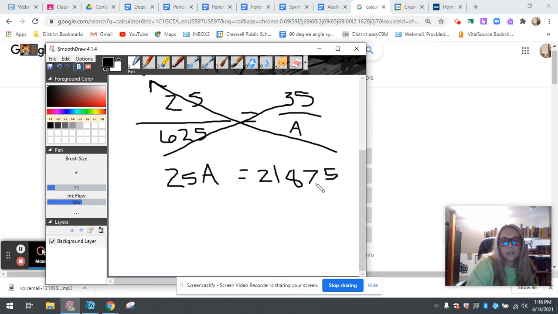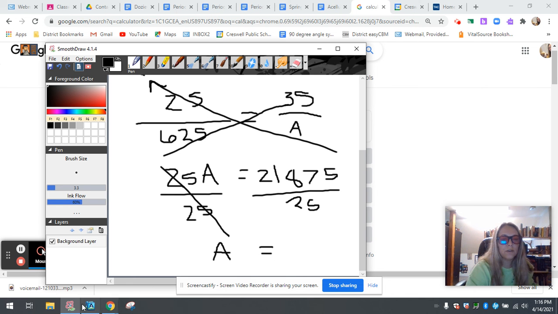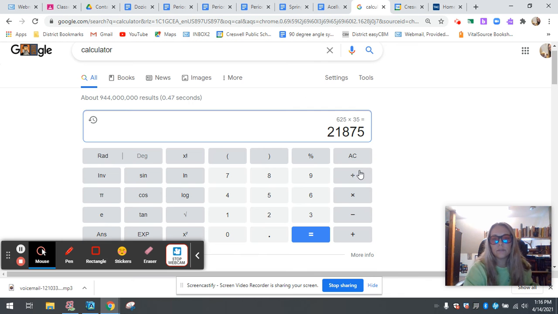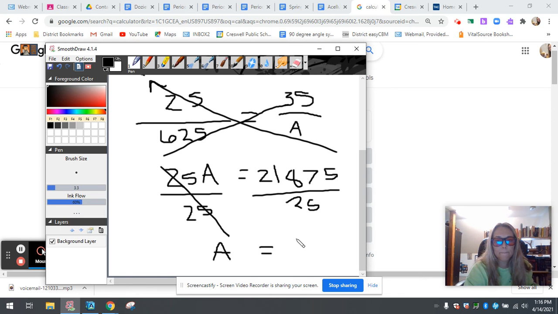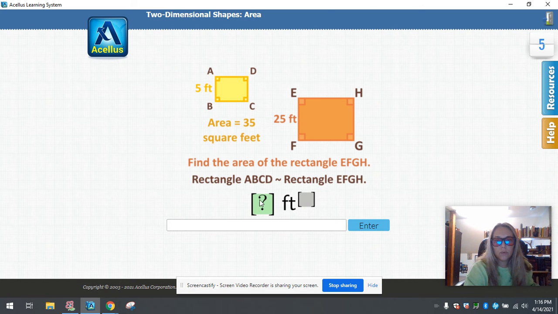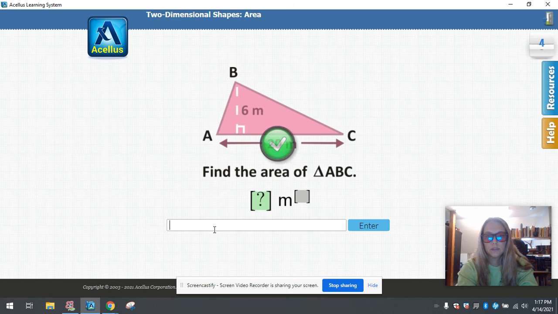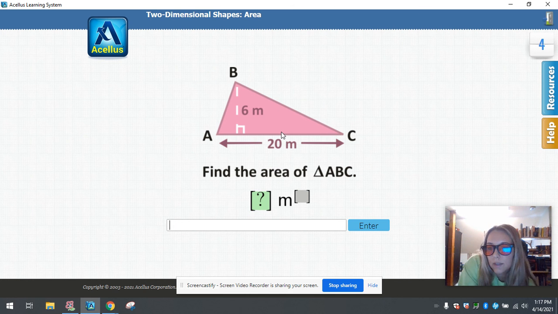Okay, now we divide by whatever's attached to the variable, which in this case is 25. So now we can find the area of the larger rectangle. We're going to plug this in our calculator: 21,875 divided by 25 gives you 875. So we got 875 feet squared.